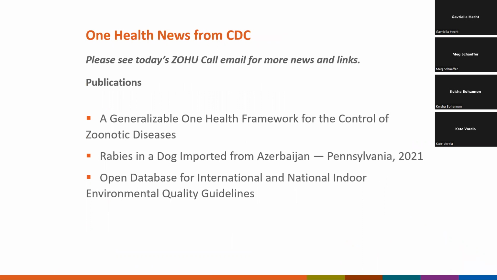Today's newsletter highlights several recent publications, including a generalizable One Health framework for the control of zoonotic diseases that was recently published in Nature Scientific Reports. This framework includes 5 specific steps and corresponding activities to help users develop capacity to coordinate zoonotic disease programs across sectors and is applicable to common zoonotic diseases in most settings. Another publication we wanted to highlight is an MMWR report, Rabies in a Dog Imported from Azerbaijan, Pennsylvania, 2021.